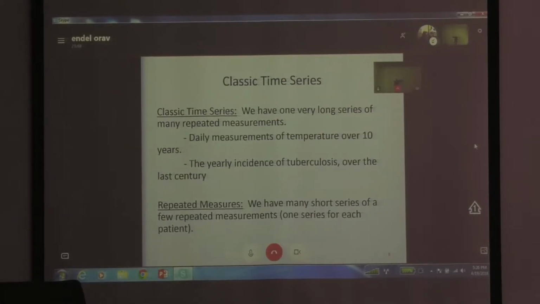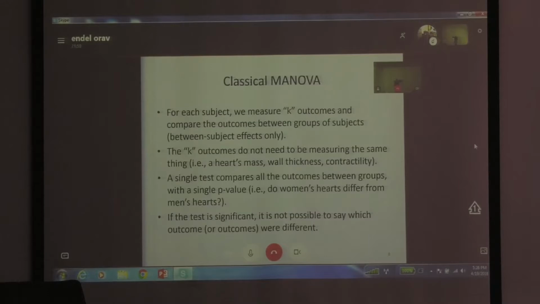The other classic study design, MANOVA, is very rarely used. I'll say why at the bottom of this slide. The analysis approach, though, was available and has been for decades. The idea here is for each subject we measure K different outcomes, so 3 different outcomes for each subject, and compare those outcomes between groups of subjects.